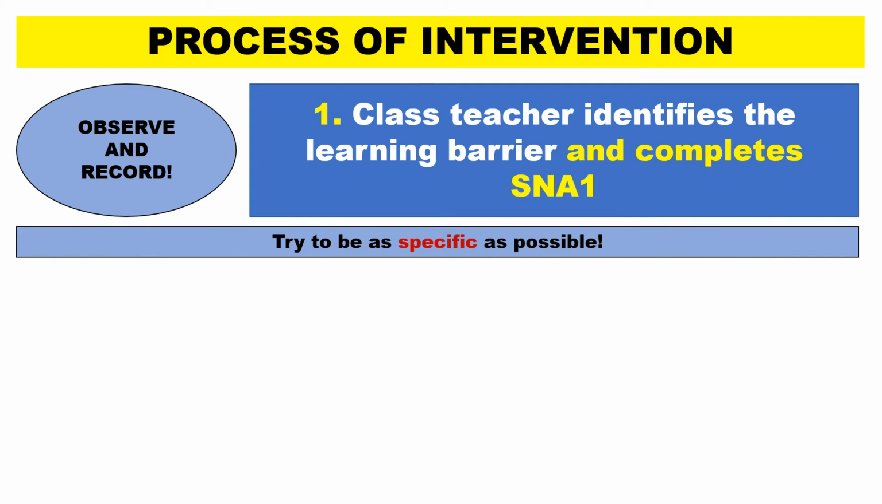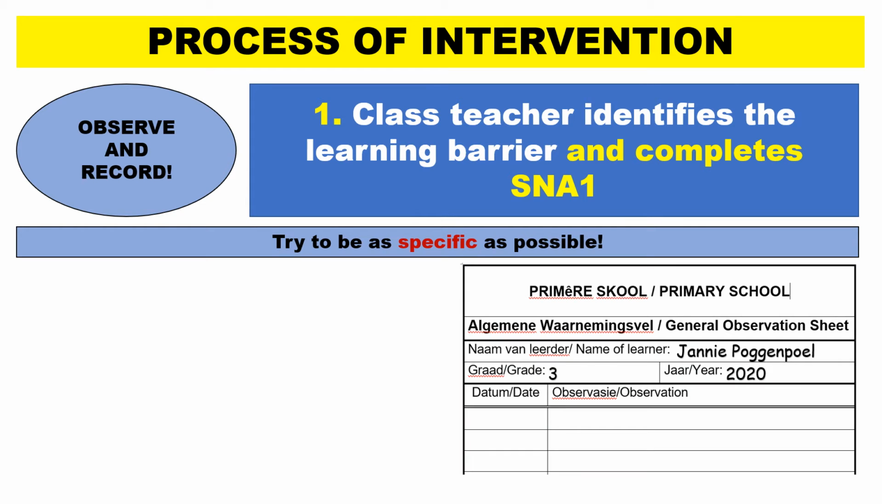When we fill in the SNA1, we need to be as specific as possible. Filling in the observation sheet or the SNA1 and saying that Johnny can't speak is really too vague. Does it mean that he does not have a voice, or that there's problems with his vocal cords, or that he is stuttering?